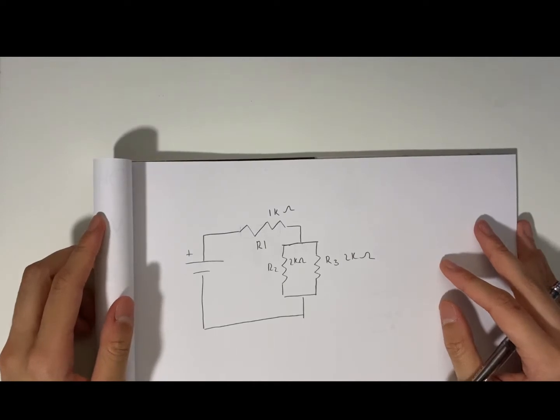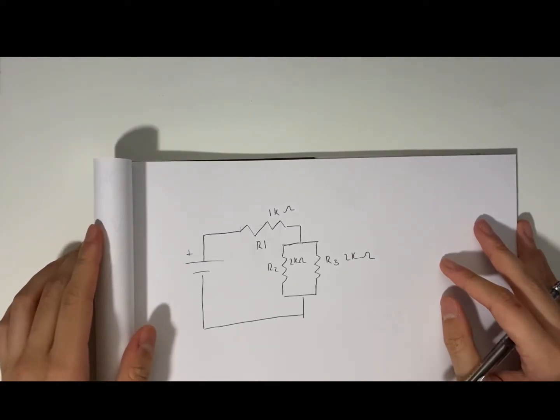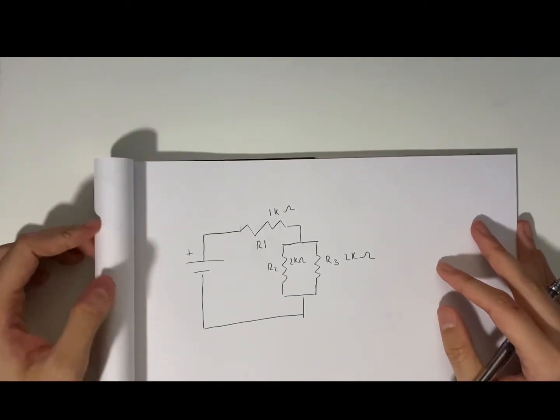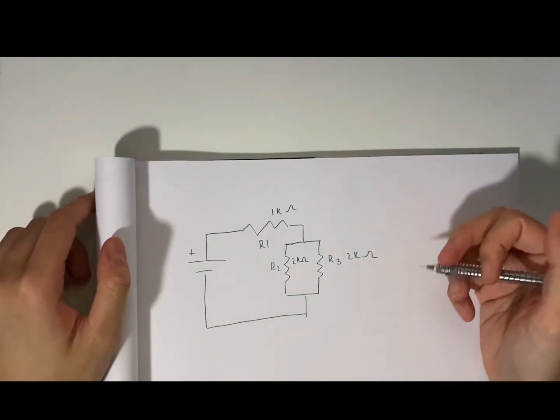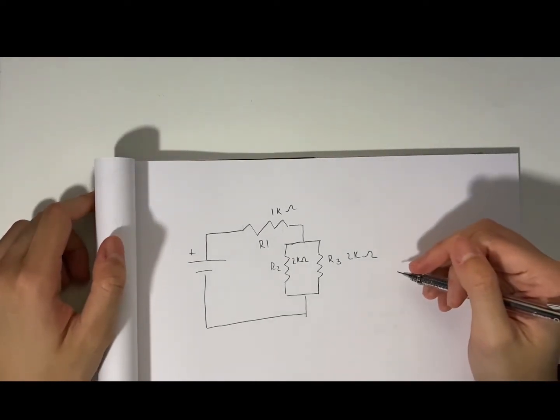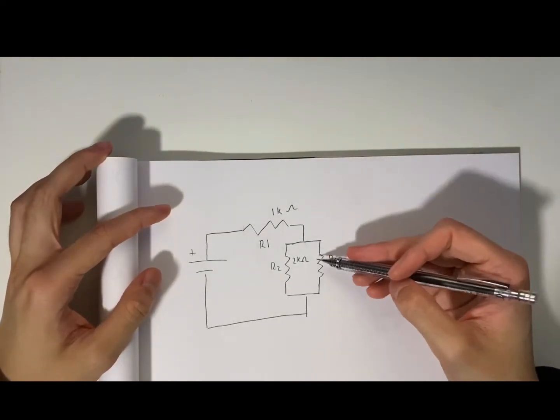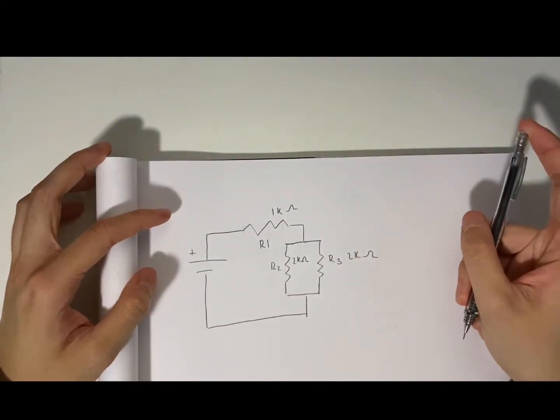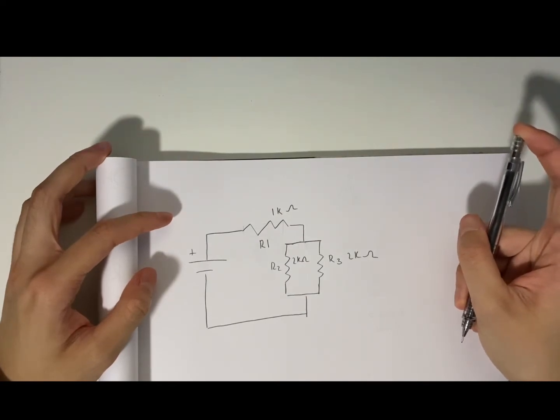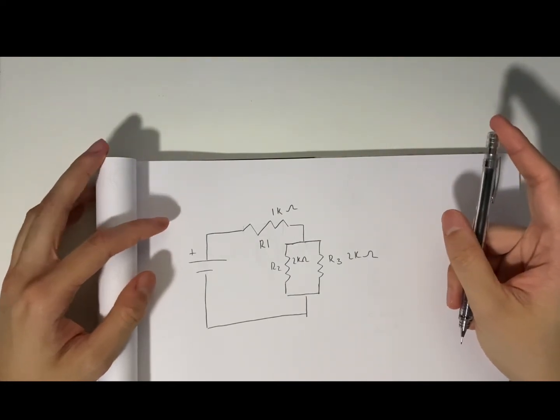So I have this circuit here, and we want to find the total resistance of this circuit. Now this is a combination of series and parallel. This is our series, this is our parallel. We want to find the total resistance. How do we do this? Well, we're going to need to split it up.